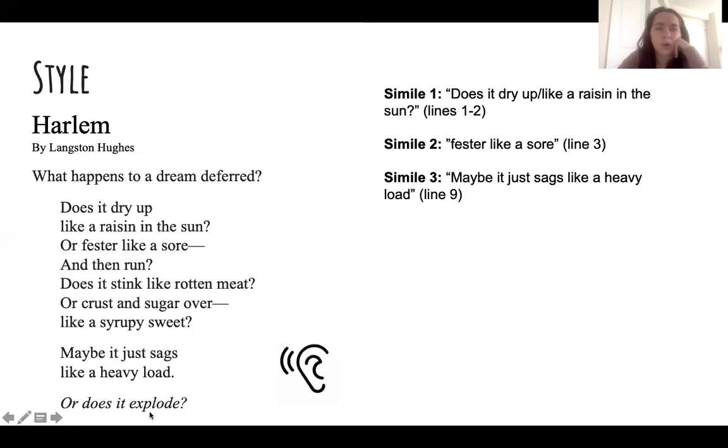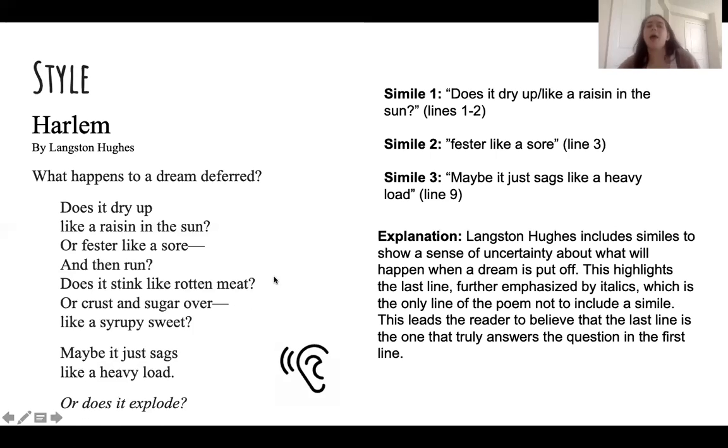And then we have this last line, which is the only line in the entire poem that is not a simile, or does it explode? And when I got to that line, because I didn't see the word like or as, I didn't see a comparison, it really made me feel like that was the one that Langston Hughes had landed on. That was the one he was sure of. This is the real answer to the question he asks at the beginning of the poem. What happens to a dream deferred? It explodes at some point. And because it's not a simile, that's what gives me that sense of certainty.